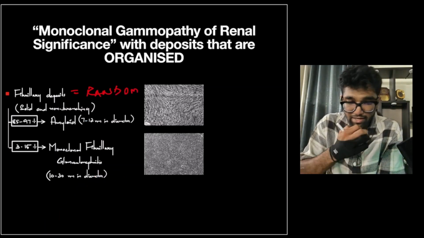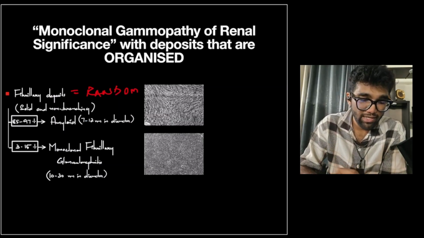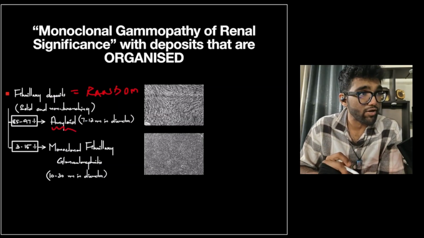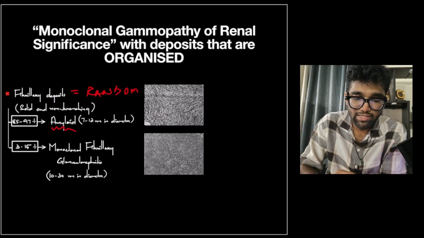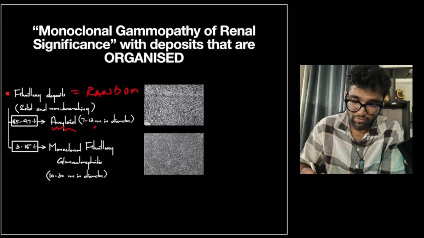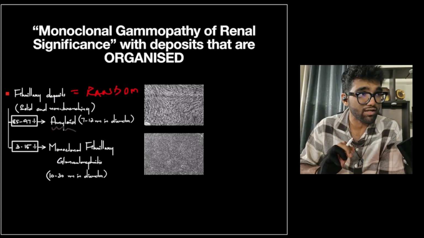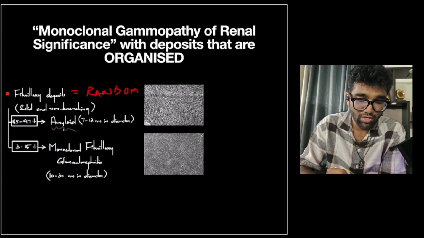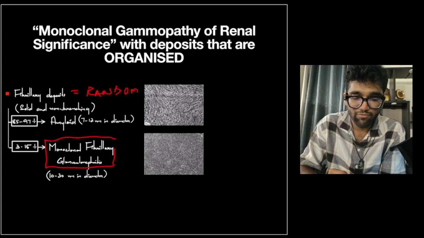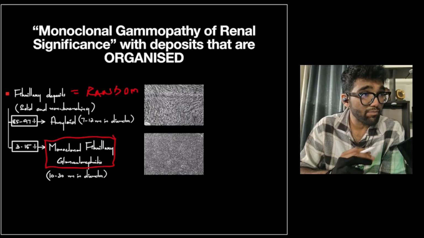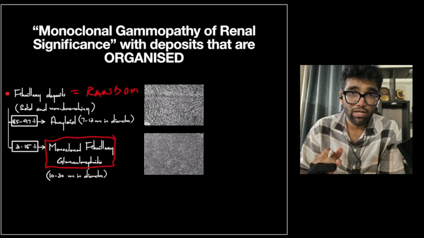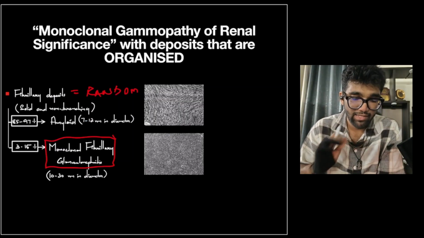So these are divided into two types. The most common type is what we know very well, that is amyloid, in which case the mean diameter is usually 7 to 12 nanometers, that is slightly smaller. But we also discussed that we have certain other fibrillary deposits which are called monoclonal fibrillary glomerulonephritis. Here the diameter is slightly larger than that for amyloid and lies between 10 and 30 nanometers.